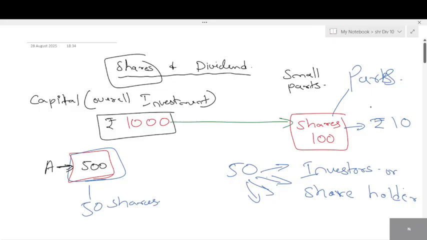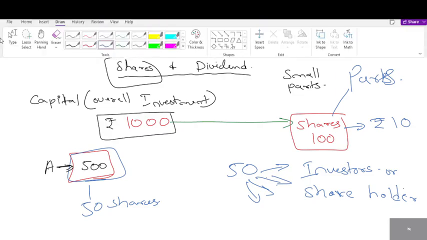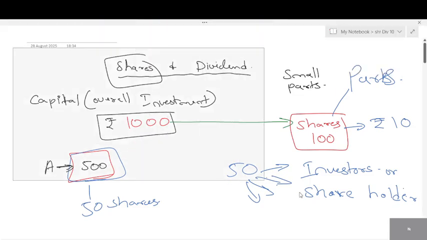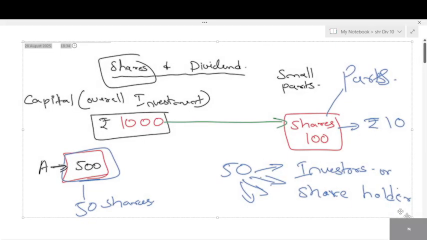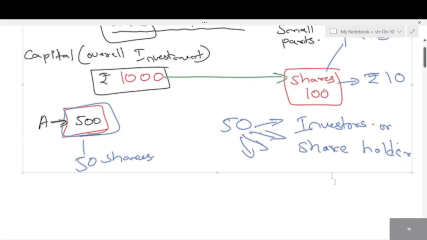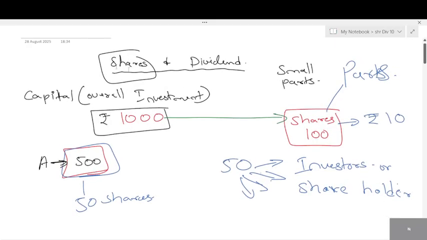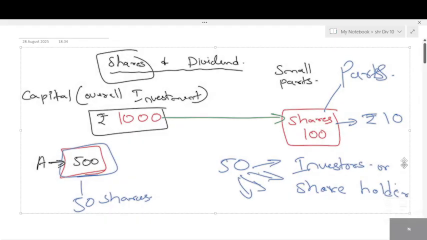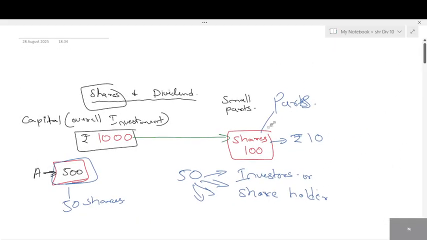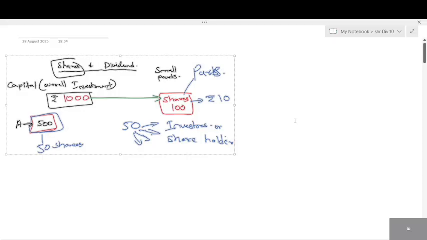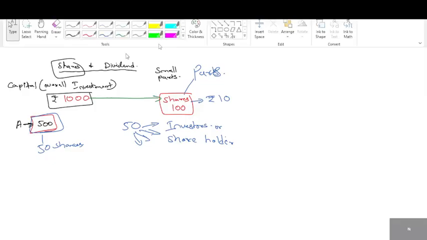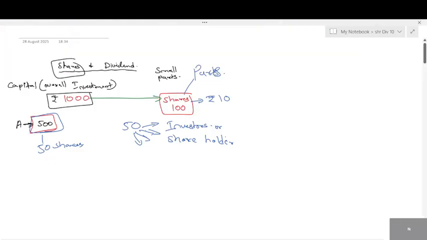So share and dividend. Here you'll have to remember four concepts. First one is capital. The meaning of capital is the entire overall amount required to start a business. Overall investment is capital. Okay, to start a business or to run a company, capital.